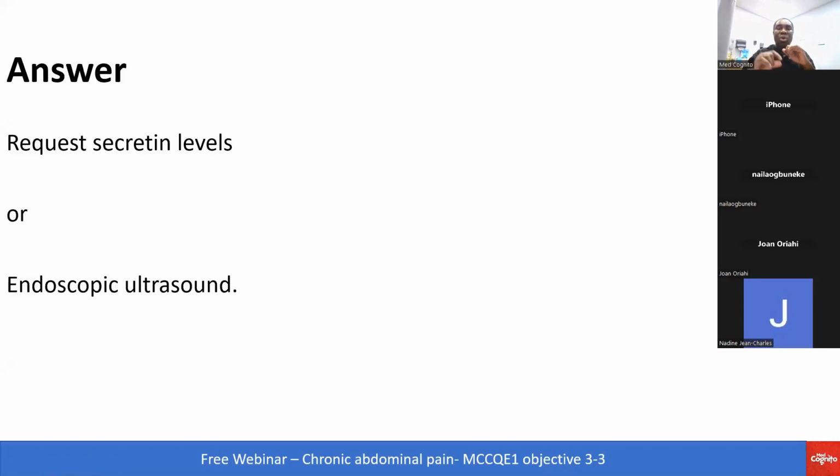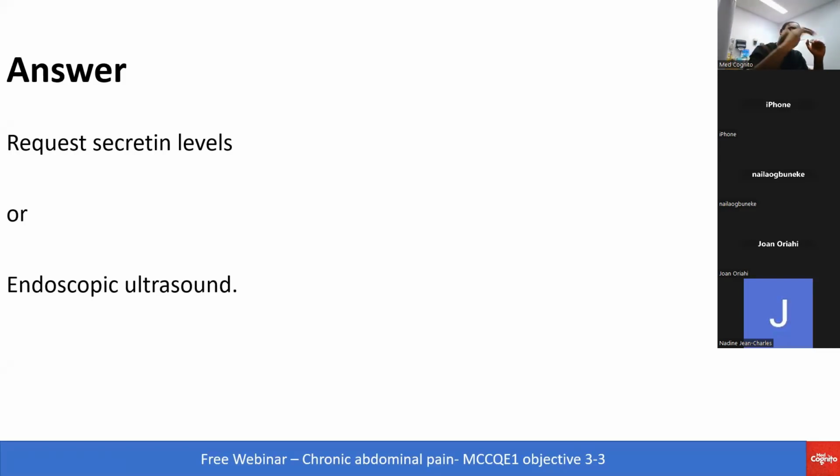Secretin test, or endoscopic ultrasound. Please write these things down. Very important. First, chronic pancreatitis will have normal lipase and normal amylase levels. Next step, I can request abdominal imaging. That is abdominal X-ray, abdominal CT scan.